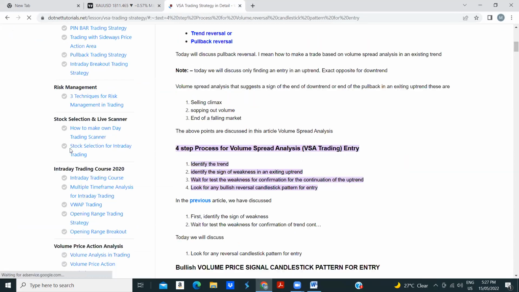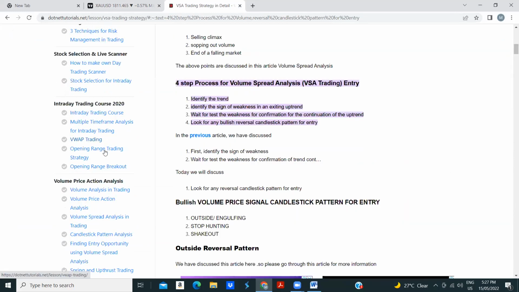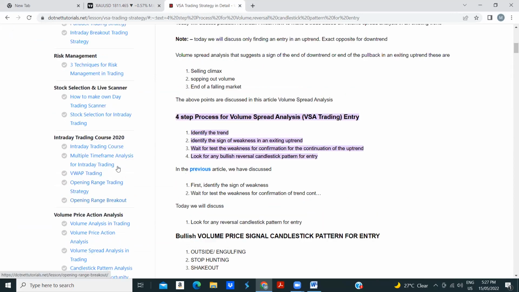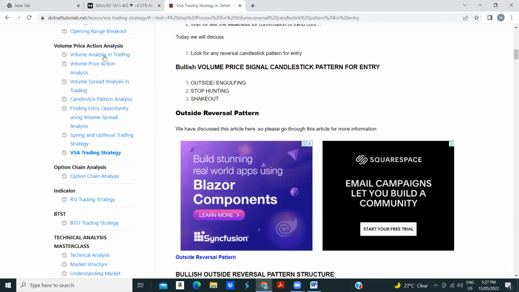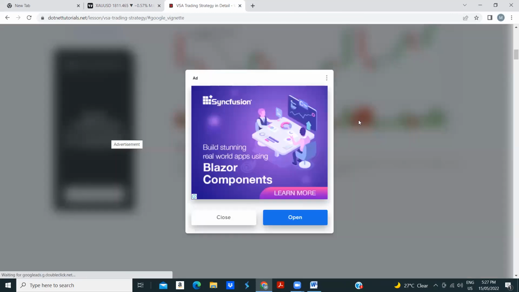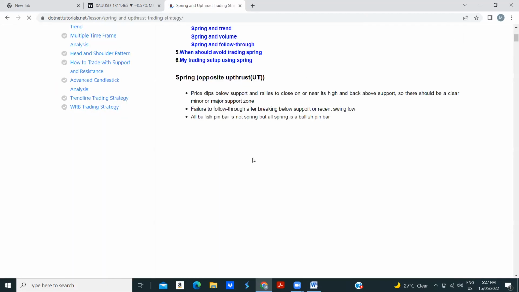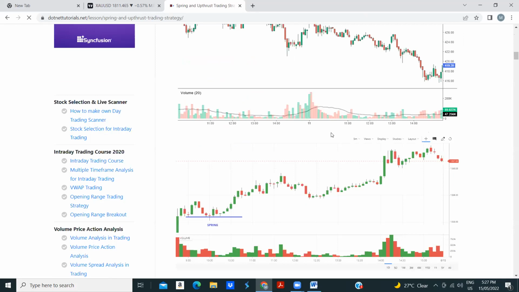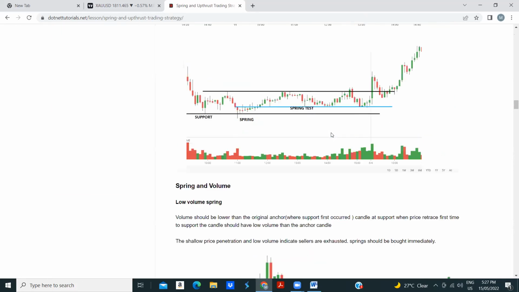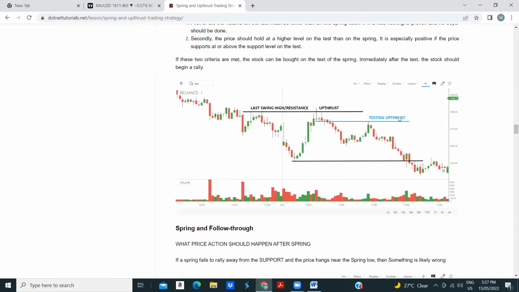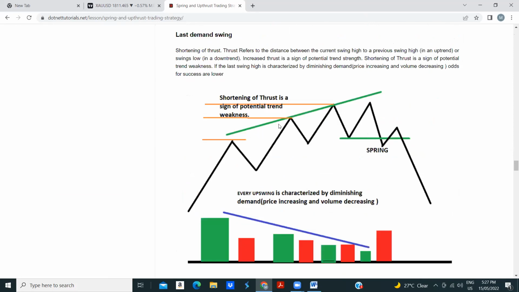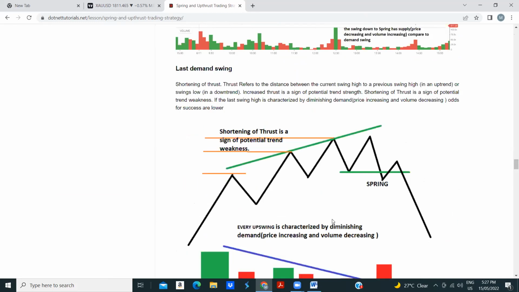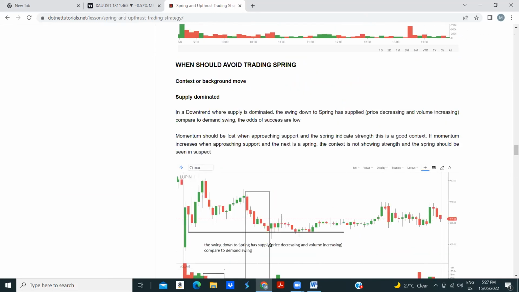So if you go for the VSA, volume price analysis, we got opening range breakout strategy. Okay, this one here. There is an entire explanation of everything. I think you know this all, right? Shortening of thrust. Okay, so we have discussed most of the things already.